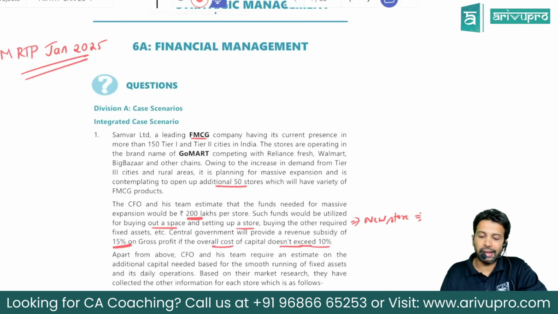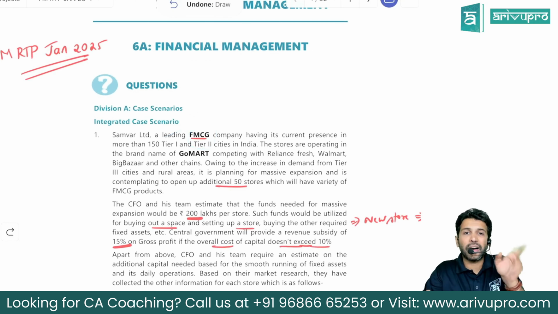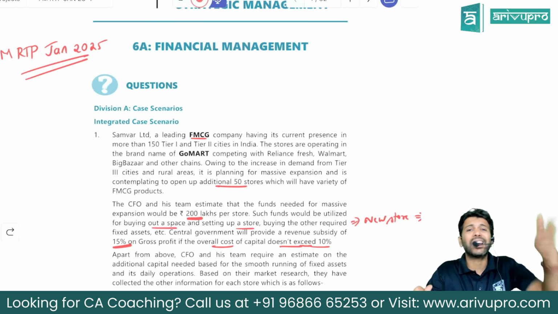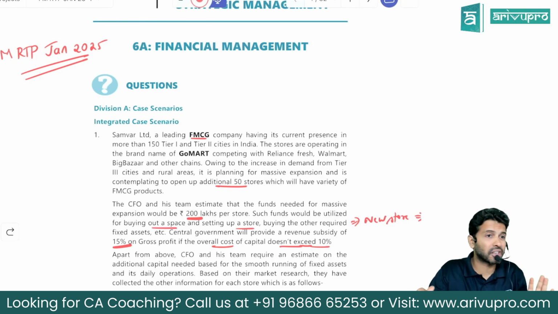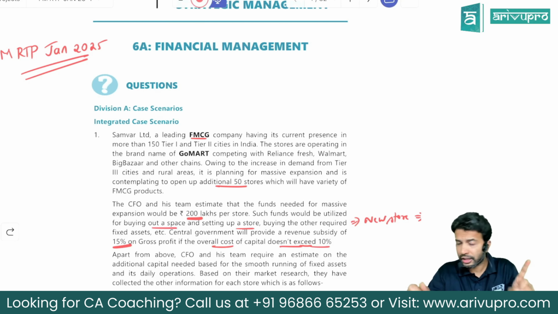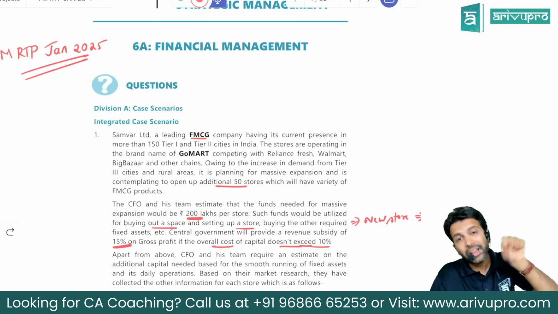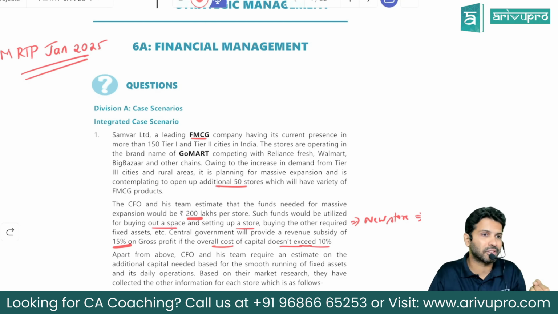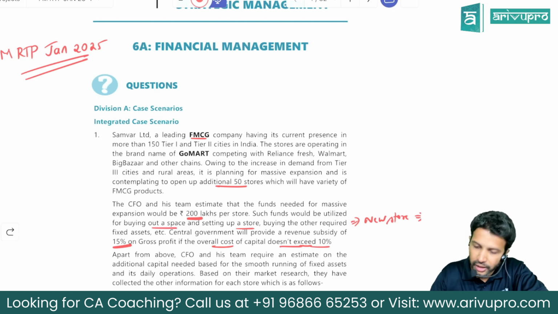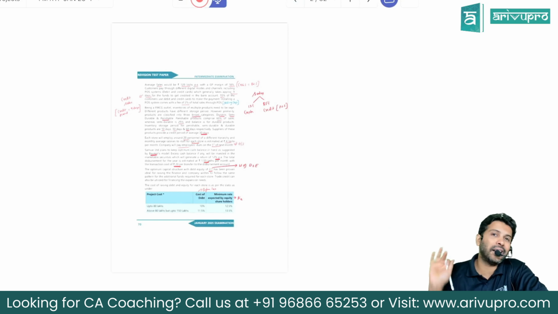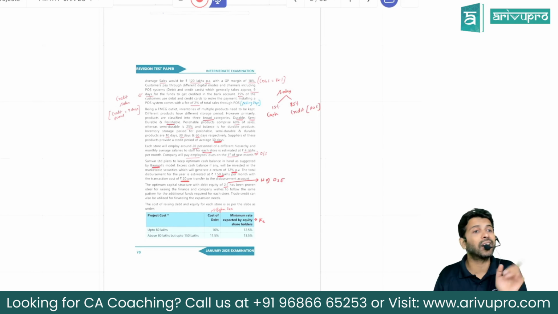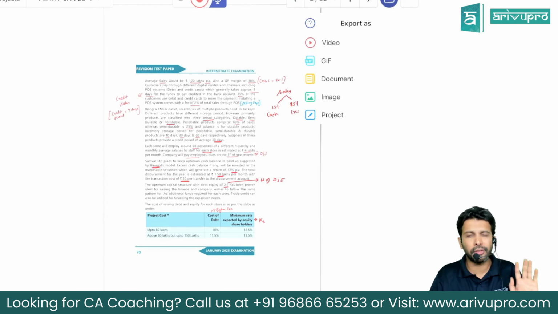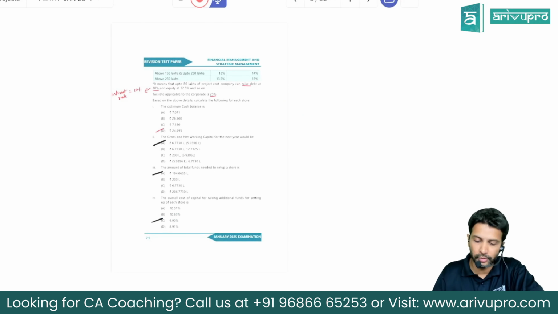Samvar Limited, a leading FMCG company. The moment you see FMCG, it is fast-moving consumer goods. They are like your Big Basket, Reliance Fresh, etc. Now, the thing that should click in your mind is: do these people operate on a credit sale basis or a cash sale basis? Cash sale basis. Keep that in mind. And as I told you, before you read the case study blindly, always go through the requirement, because they'll give you a lot of information which may not be useful for our case study.